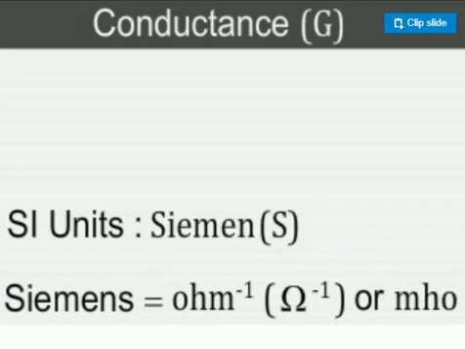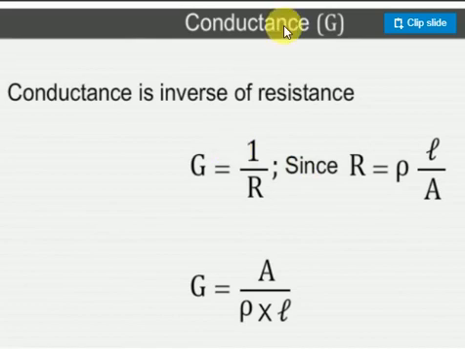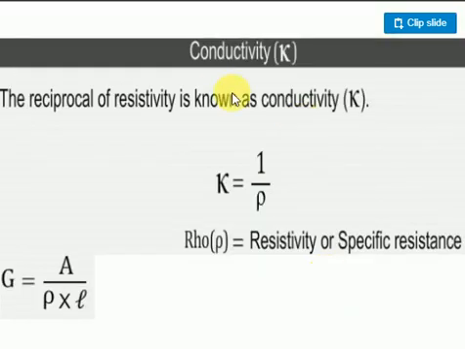So next one is that conductance G is equal to 1 by R. Resistance R is equal to rho into L by A, already discussed. Conductance G is equal to, in the place of 1 by R we mention rho, 1 by rho into A by L. Clear.